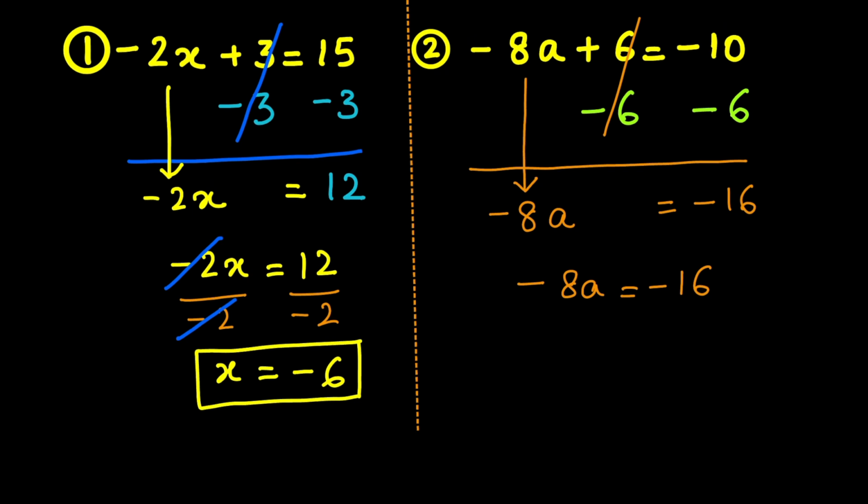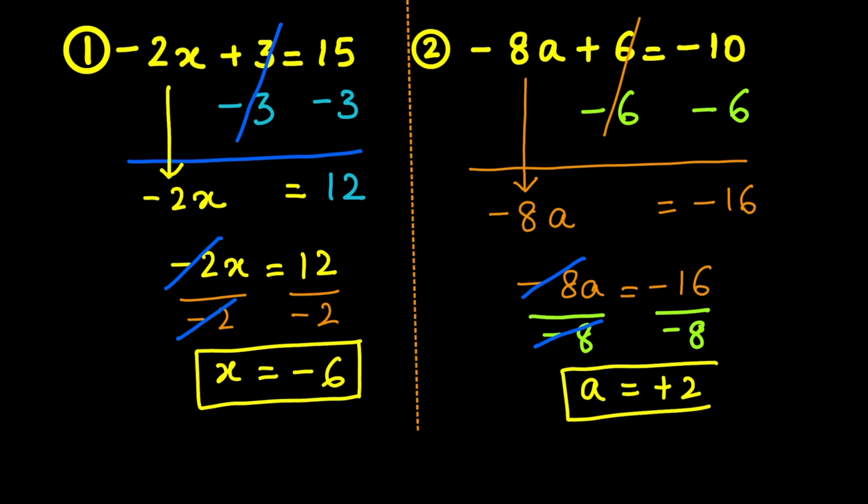Now to isolate the variable a, minus 8 is multiplied, so we do the opposite operation. We divide by minus 8 on both sides. So minus 8 and minus 8 cancel out. We are left with a equals minus 16 divided by minus 8. So we get plus 2. So a is equal to positive 2 is the answer for this.